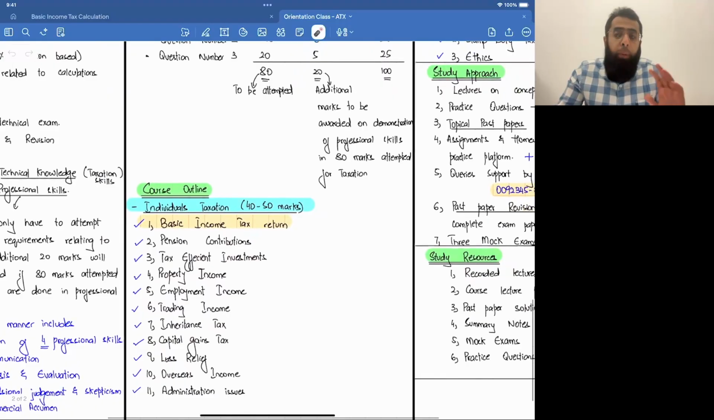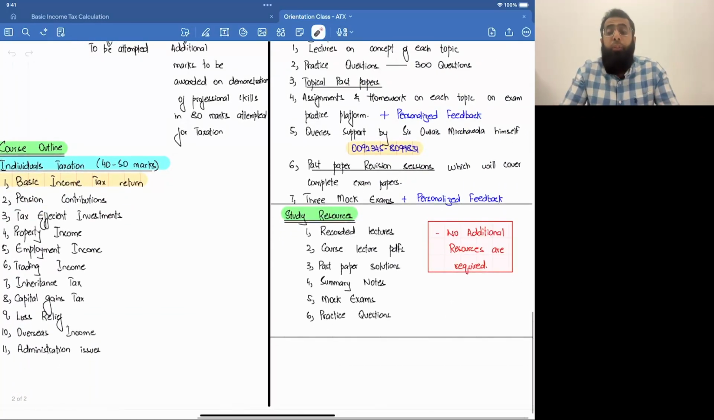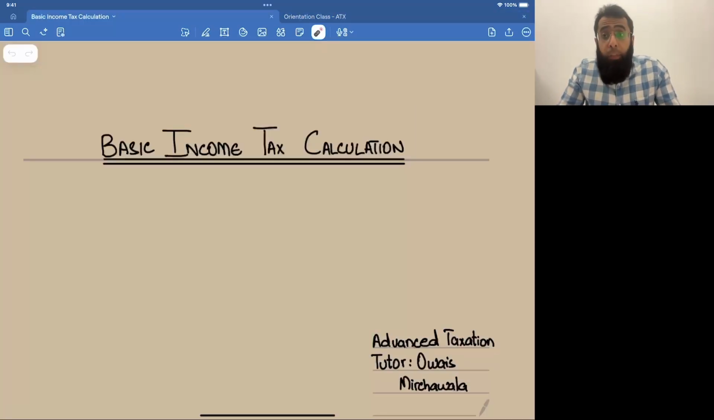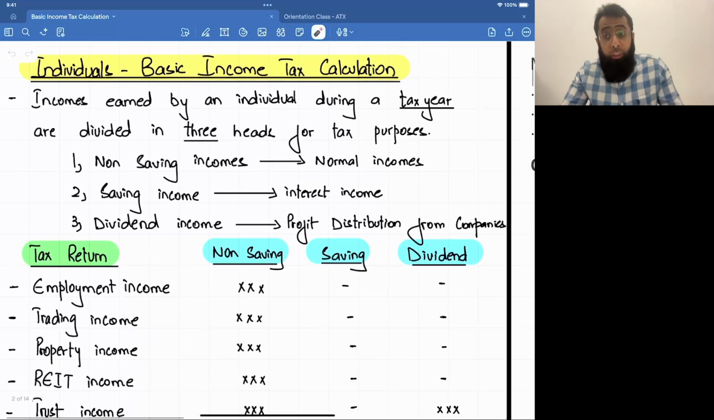Then we had a discussion about the course outline, that is what exactly we'll be looking at in this course. And the first chapter, which we are starting from today's class, is Basic Income Tax Calculation. Then we had a discussion about the study approach and the study resources which we'll be using. So today is the first class of the first chapter, the first class of our studies, because the previous one was an introductory class. This first chapter is Basic Income Tax Calculation of Individuals.